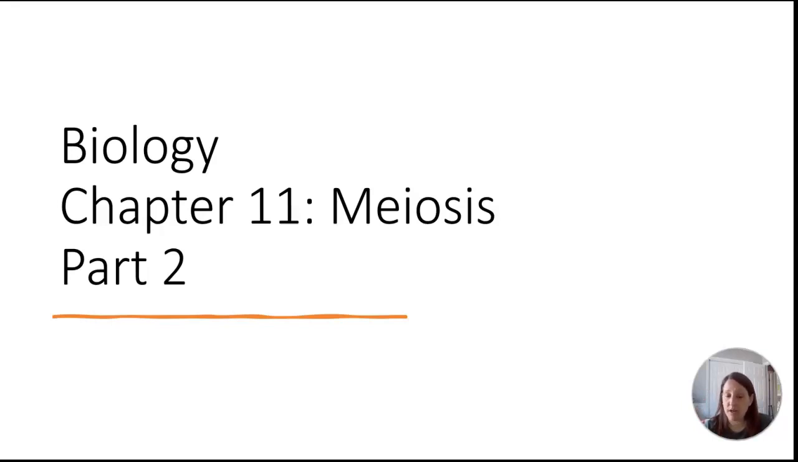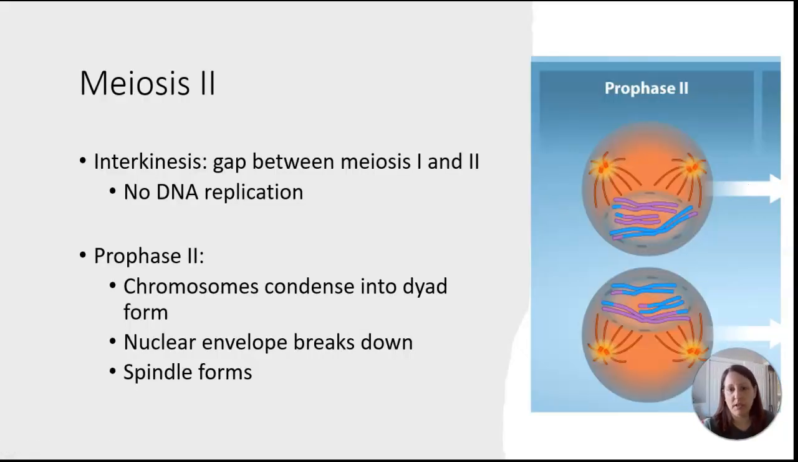The cells' chromosomes would be in the dyad form, but there would only be 23, so half of that original number. Okay, and so now we're going to enter into meiosis 2. So we have two cells that are going to go through this second stage.